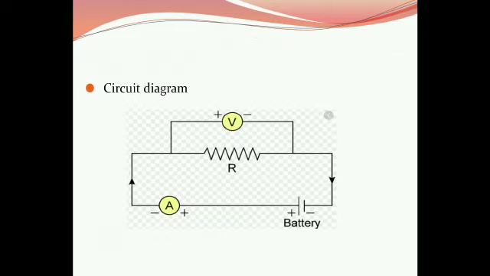This is the circuit diagram to verify Ohm's law. Here, the battery is connected to the ammeter. Positive terminal of battery is connected to positive terminal of ammeter. Negative terminal of ammeter is connected to resistor, and one end of resistor is connected to negative terminal of battery, and across the resistor a voltmeter is connected in parallel.